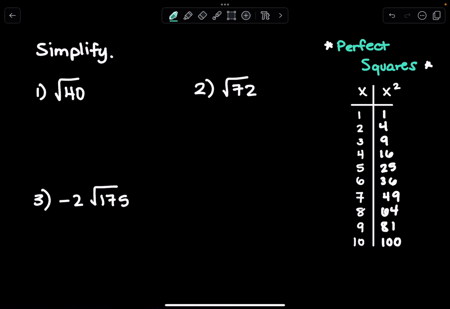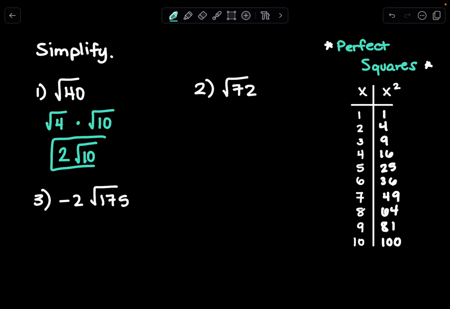So what I'm going to do is split this up, and write this as the square root of 4 times the square root of 10. How did I do this? Well, 4 times 10 is 40. The reason I split this in this way is because the square root of 4 is a number that I know, right? 2 squared is 4, so the square root of 4 is just 2. So the simplified version of root 40 is 2 square root 10.